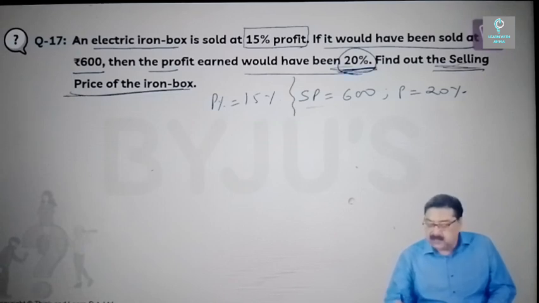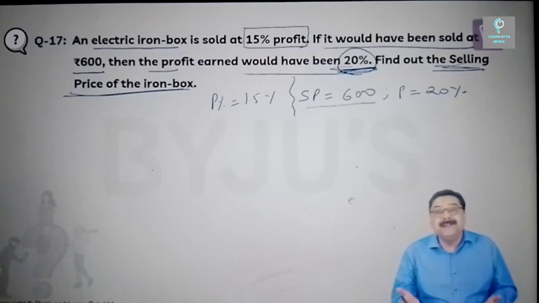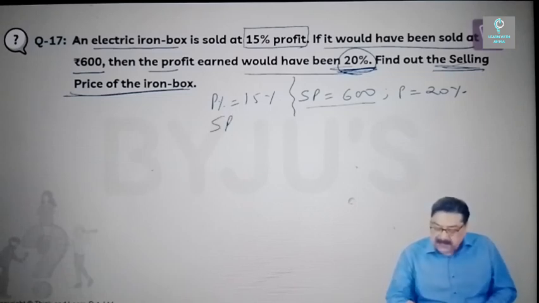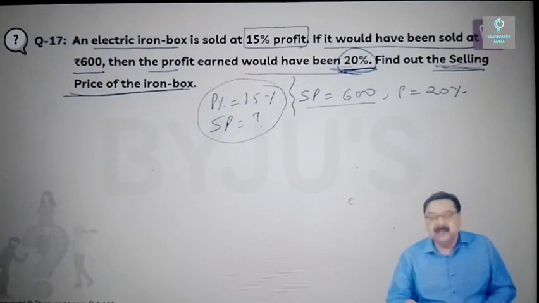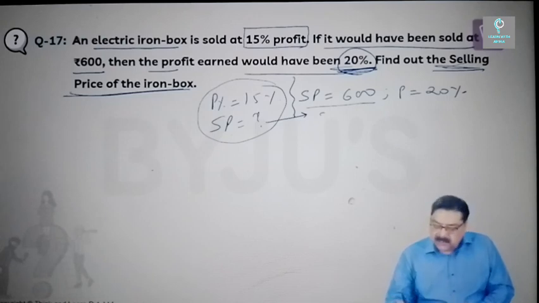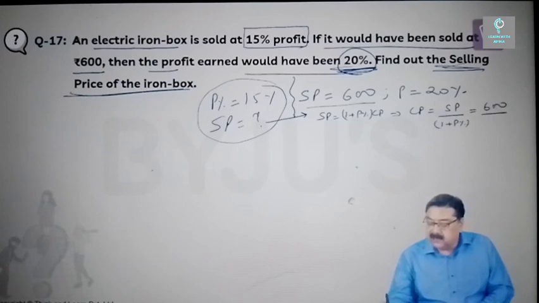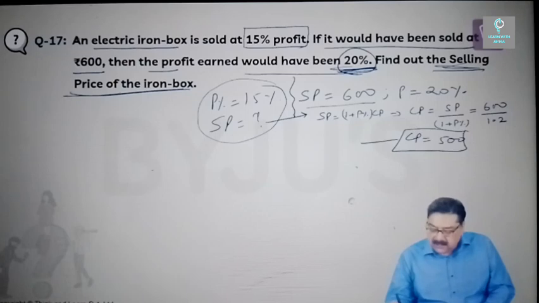Now this is not the original selling price, otherwise the answer would be 600. But we need to find out the selling price when it gets sold for 15%. This can be found out by first finding out the cost price of the iron box. So we know selling price is equal to 1 plus profit percent into CP, which means cost price is selling price by 1 plus profit percent. So from this we get 600 by 1.2. So the cost price works out to be, 12 5s are 60, so 500.